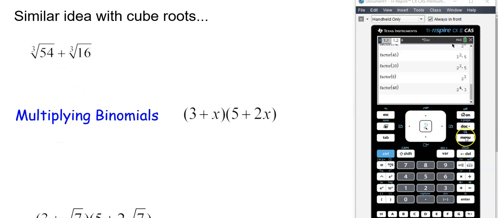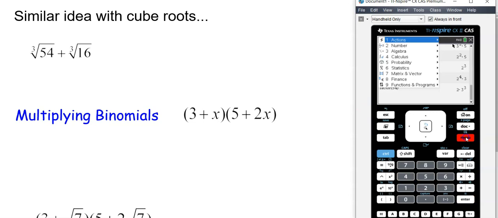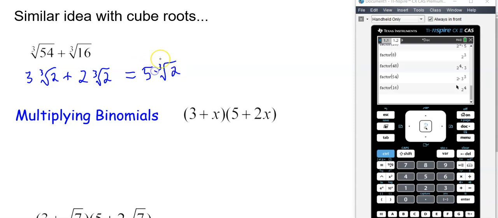So the cube root. So let's factor, these are not prime numbers. So menu 2, 3, 54, menu 2, 3 of 16. So 2 times 3 to the third. So this first one is a 3 times cube root of a 2 that's left over, plus. So there's 4 2's inside. You need a group of 3, and then there's 1 left over. So it'd be 2 times the cube root of 2. And these add together nicely. 3 cube roots of 2 plus 2 cube roots of 2 is 5 cube roots of 2.